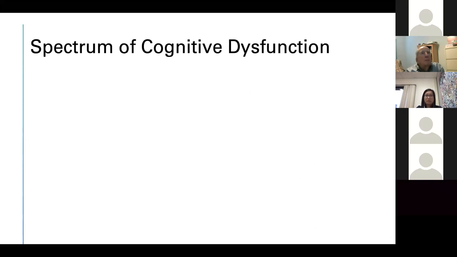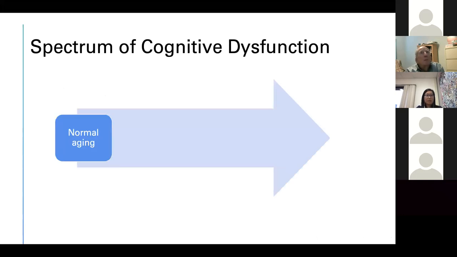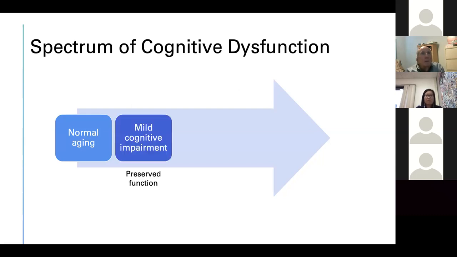So there is a spectrum of cognitive dysfunction that I just want to remind everyone. So there's normal aging, which should not have any cognitive deficits per se, and it should be preserved function. Patients typically may have some issues with processing speed and word finding difficulties here and there, but it's not affecting function at all. Mild cognitive impairment, these patients continue to have preserved function with some subtle cognitive deficits.